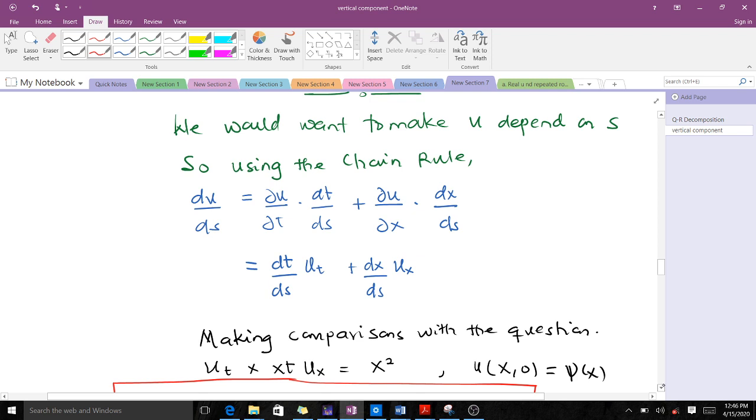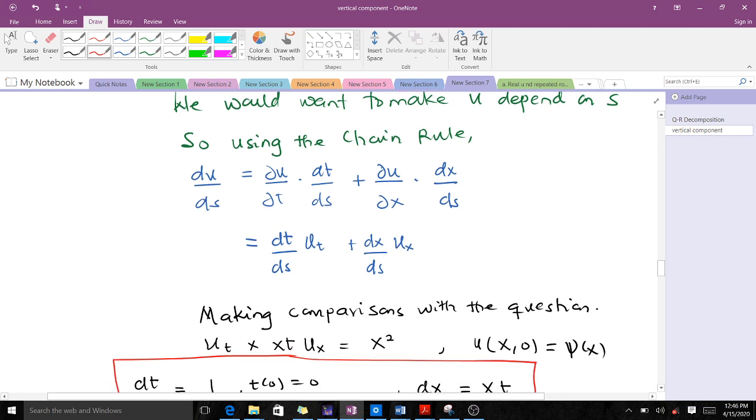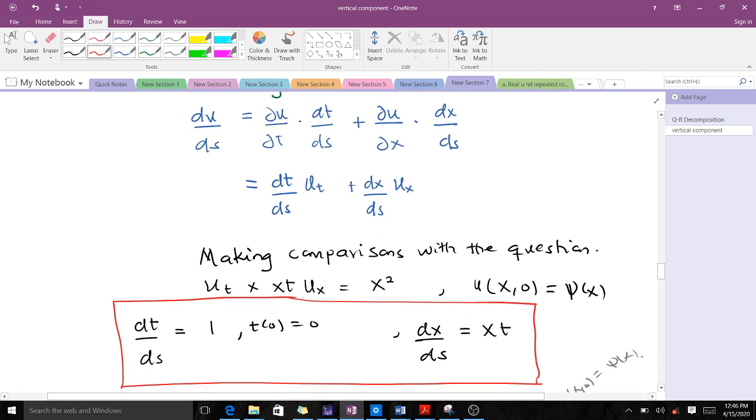And when we make a comparison with our question, you realize that dt/ds here is our coefficient of u_t, so making comparisons, it means that dt/ds is equal to 1 and dx/ds is equal to xt. That's the coefficient of our u_x. And du/ds will be equal to x squared. That's the non-homogeneous term. So we get this characteristic equation as I just explained.